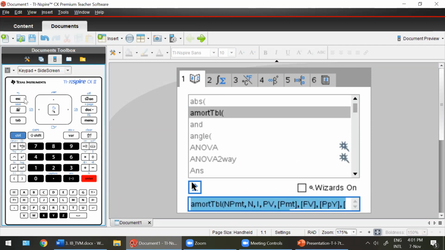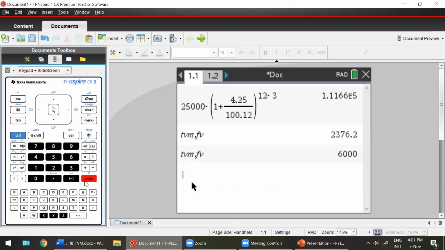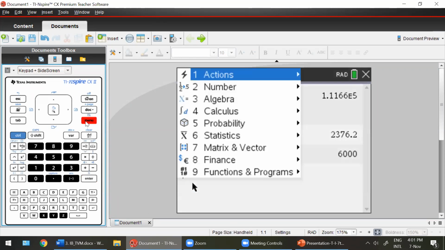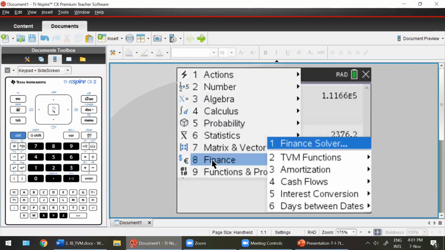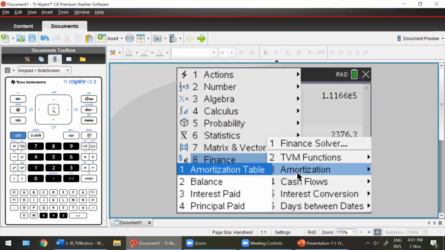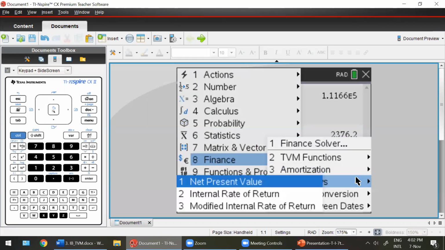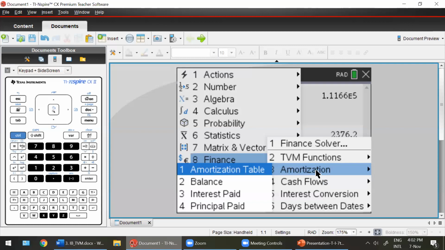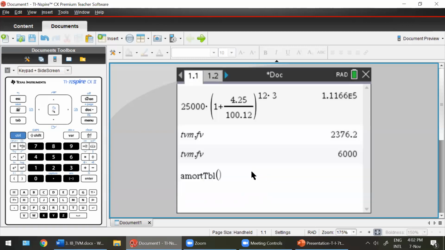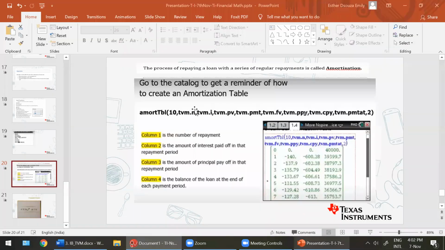You can also go into menu, finance, and you will see amortization here in number 3. All this while we were in menu 8.1 for the finance solver; you can also call in menu finance, that is menu 8.3 for amortization, and the amortization table.